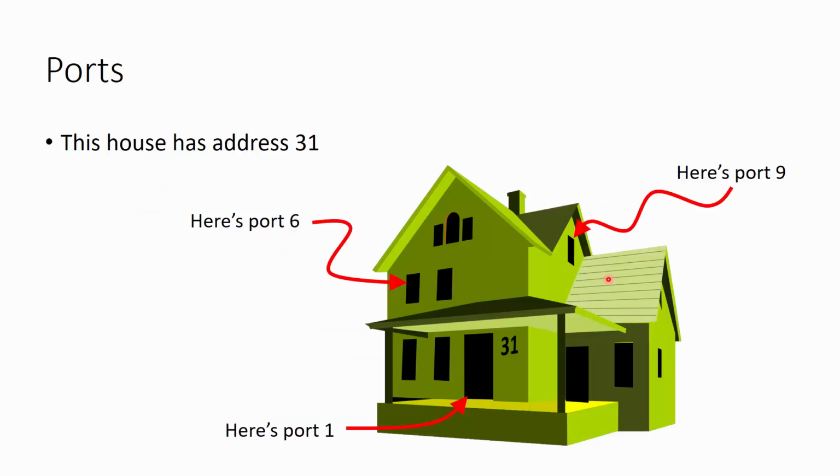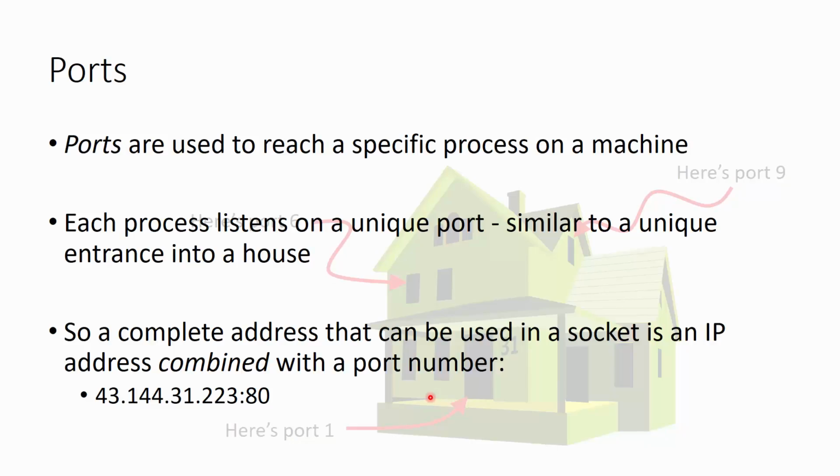That is where ports enter. Imagine that we've got a house here, and the house number is 31 on this house, and we can assign a number, a unique identifier, to each one of the portals into the house. So maybe this one is port 6, and this one's port 1, and this little window up here is port 9. So the individual ports tell us the entrance into that house, and each one is a different process, a different person listening at each individual entry. So the ports are used to reach a specific process on the machine at a given IP address.